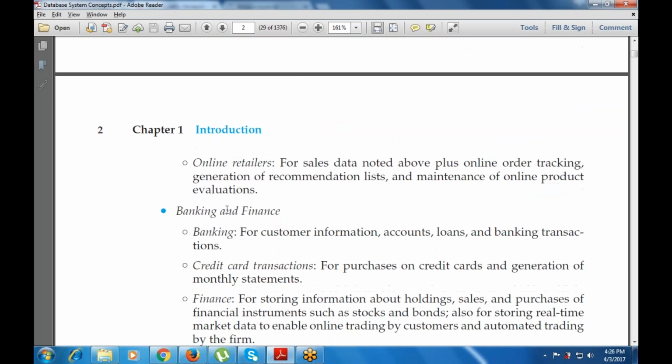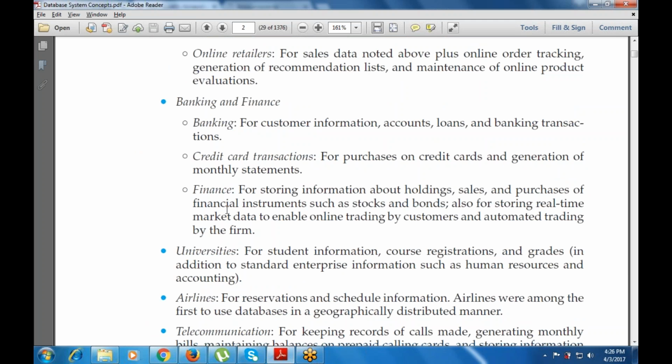Then online retailers. It is also used in banking and finance for customer information, accounts, loans, and banking transactions. Then credit card transactions, for purchases on credit cards and generation of monthly statements. Then finance, for storing information about holdings, sales, and purchases of financial instruments such as stocks and bonds, and also for storing real-time market data to enable online trading by customers and automated trading.